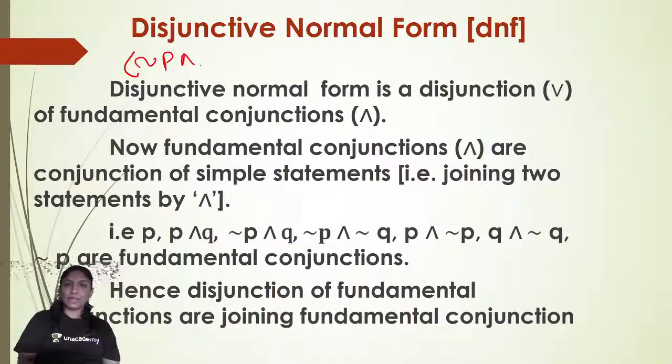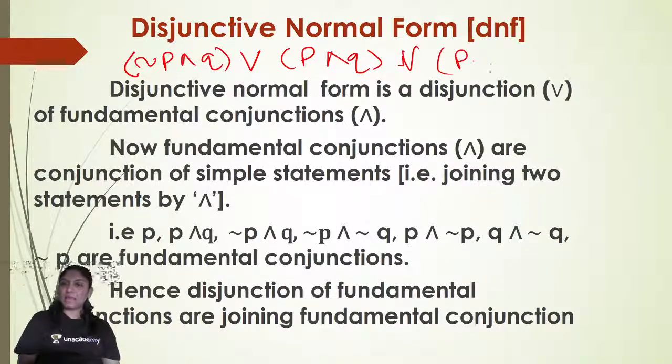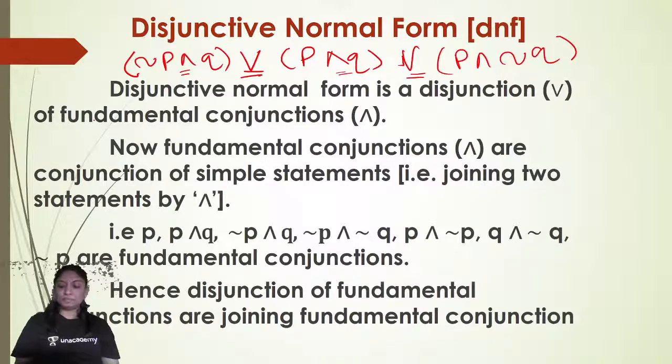So, negation of P and Q, or P or Q, P and Q, or P and negation of Q. This type of form is called the DNF, disjunctive normal form, disjunction of fundamental conjunctions. Clear? Meaning, in the small brackets you have to join these two statements by AND, and these brackets are joined by OR. So this is a disjunction of fundamental conjunctions.